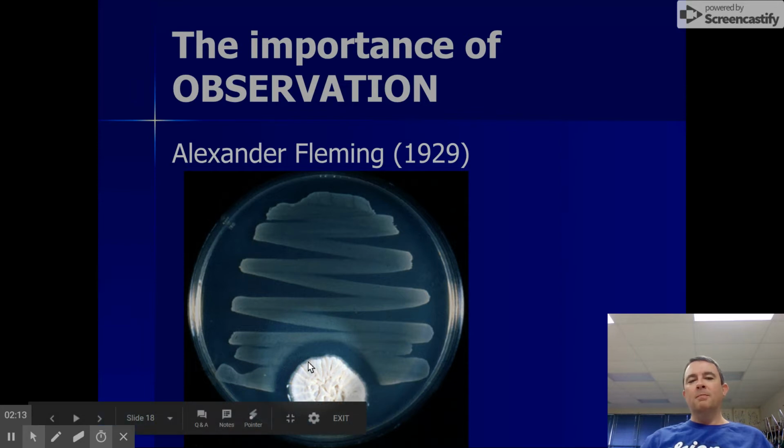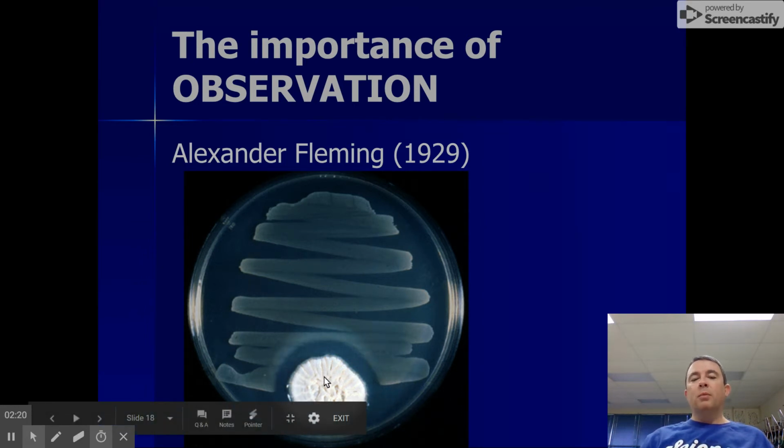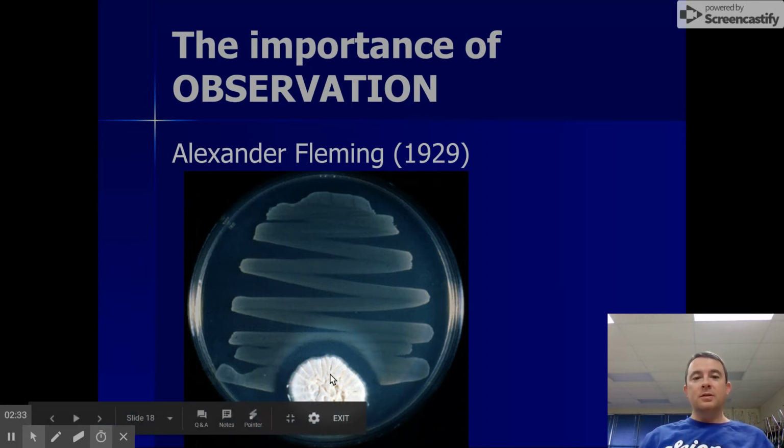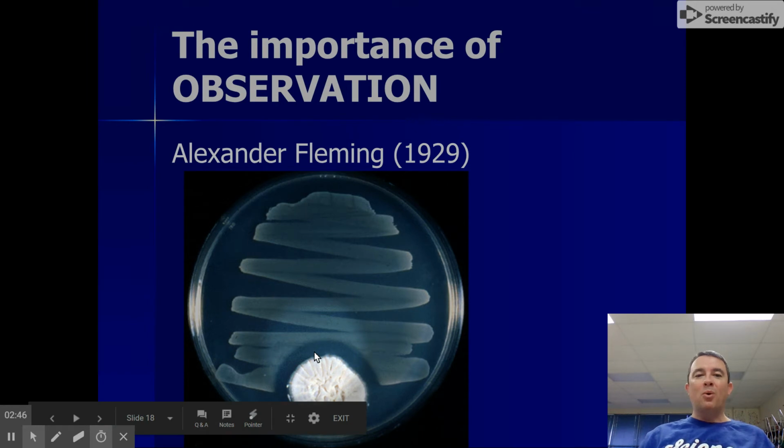So he wondered, why is the bacteria not growing near the mold? He wondered, is the mold producing a substance, a protein perhaps, that is killing the bacteria or preventing them from growing? And most importantly, he wondered, could that substance, could that protein produced by the mold be used to kill bacteria in our bodies? If we have a bacterial infection, could we use this substance made by the mold to fight that infection and to kill the bacteria?